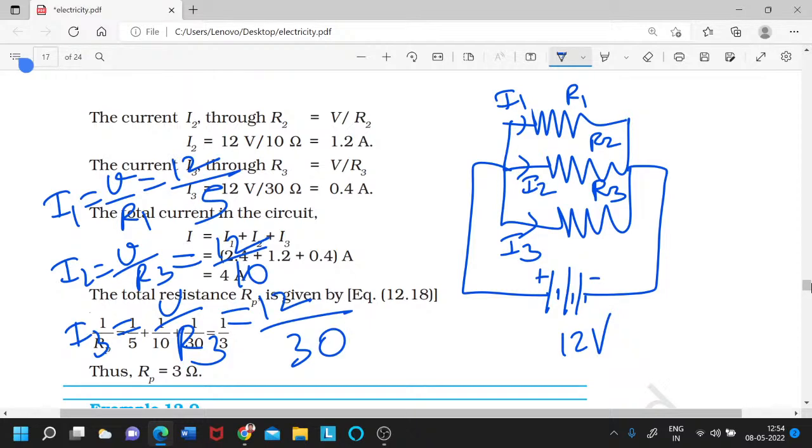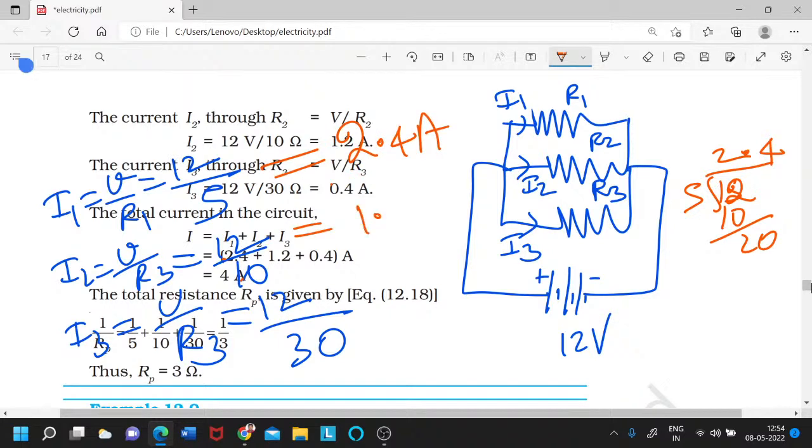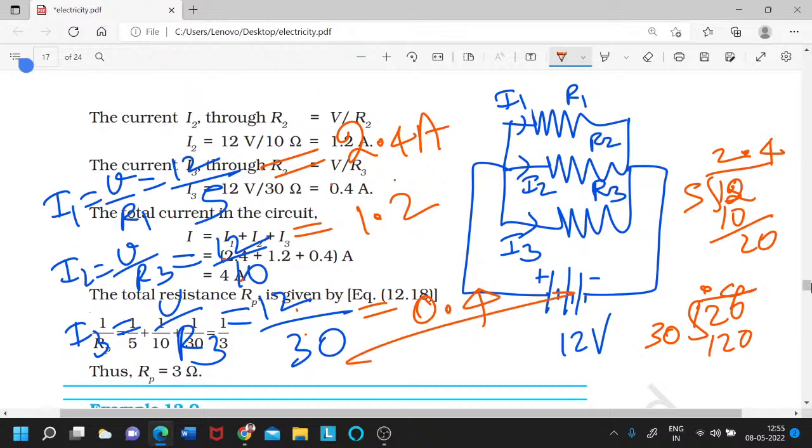Here voltage remains constant. Next one, 12 by 5. I1, I2, I3 all together will give us the total current, 4 ampere. 12 by 5 is 2.4 ampere, so I1 is 2.4 ampere. What is I2? 12 by 10, 1.2. What is I3 now? 12 by 30, so 0.4. Totally we get 4 ampere. That's it. Very simple problem.